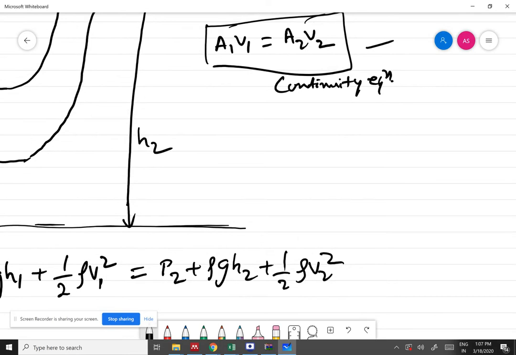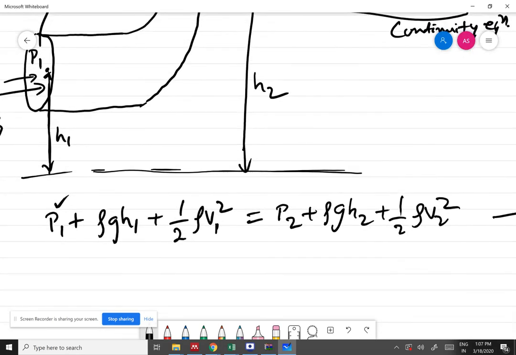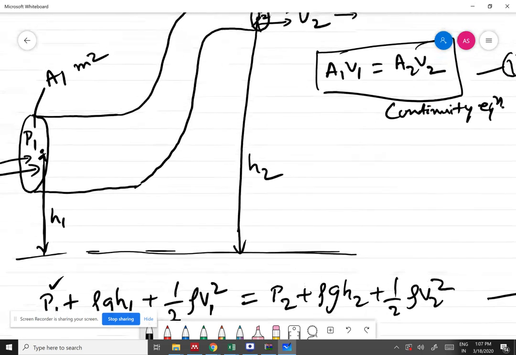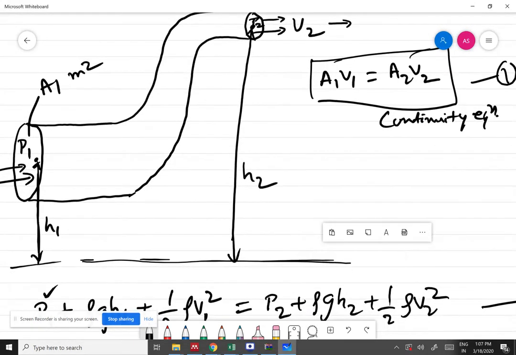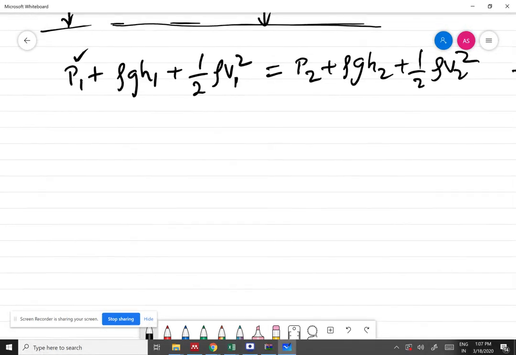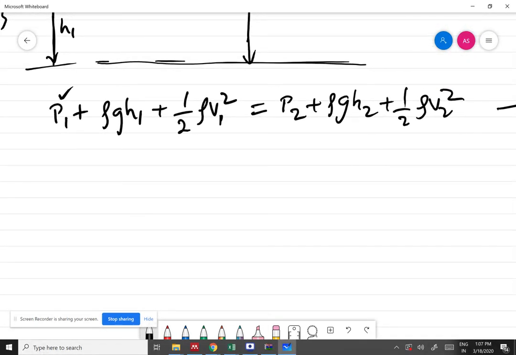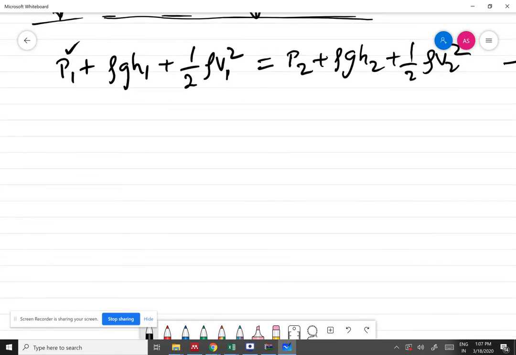By using the continuity equation, which is equation 1, and Bernoulli's equation, which is equation 2, we can solve for many different conditions. Suppose we want to know the flow velocity at a particular point in the tube, or the pressure at a certain point in the tube if other parameters are known. Based on this, we will try to understand the principle of a Venturimeter, which is used to measure the flow velocity of a fluid.